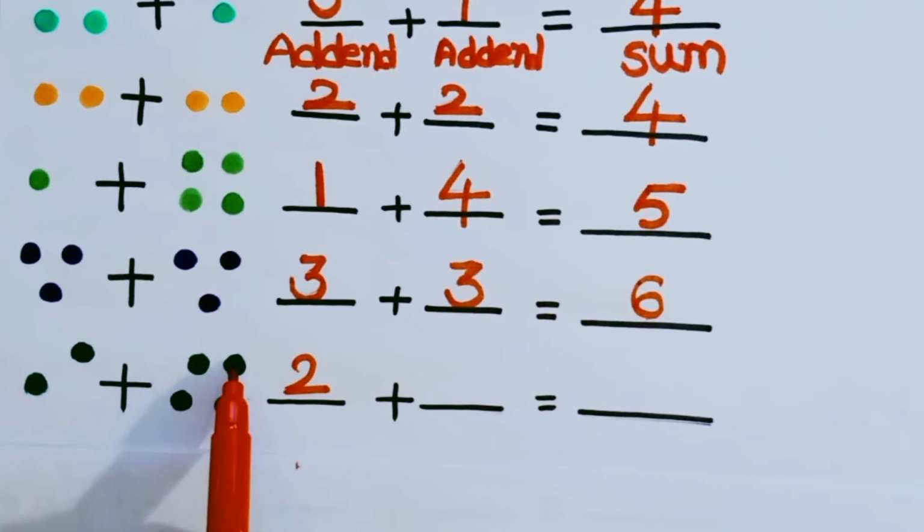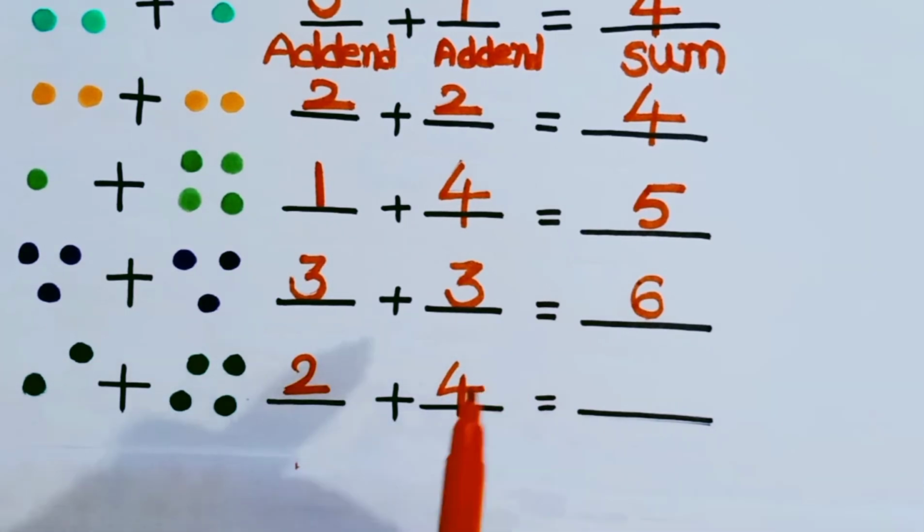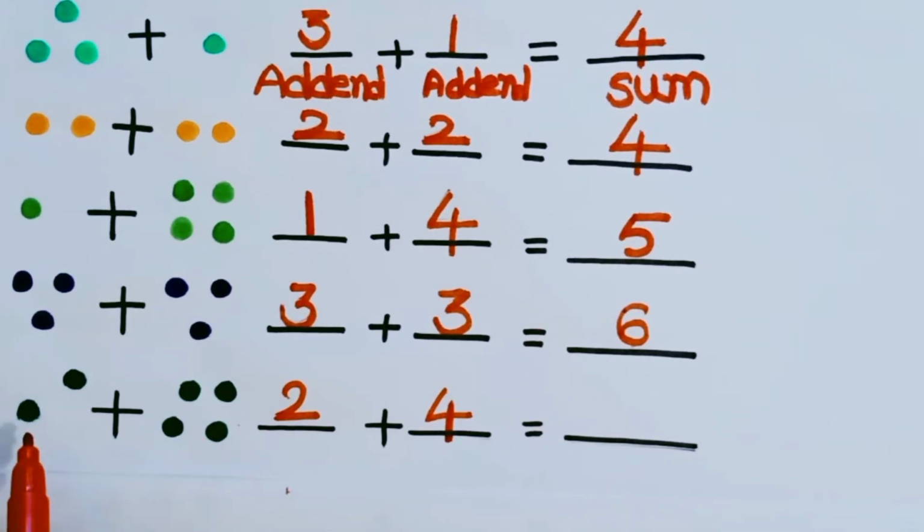Now count the number of circles present here. How many are there? 1, 2, 3, 4. What is the second addend? It is 4. Now we are adding 4 circles to the 2 circles. If we join 4 circles to the 2 circles, totally how many circles do we get? Let us count. 1, 2, 3, 4, 5, 6. We get 6 circles. So the addition of 2 and 4 is 6.